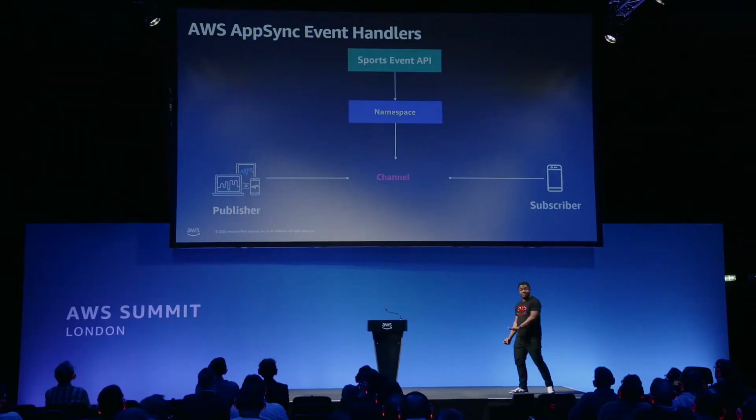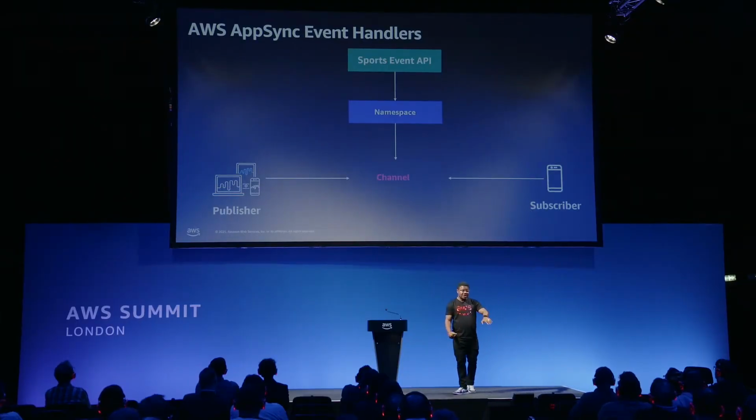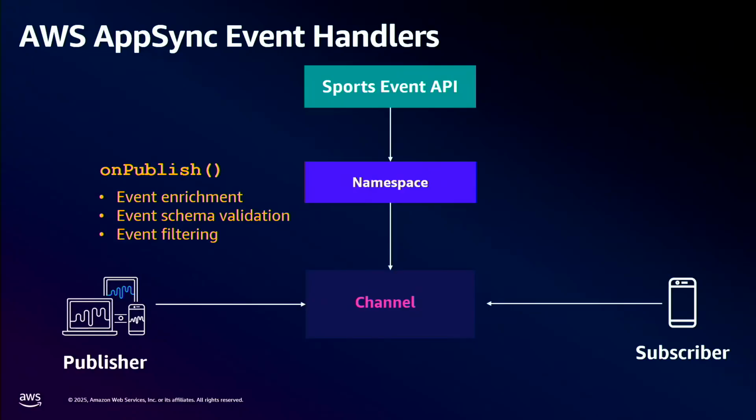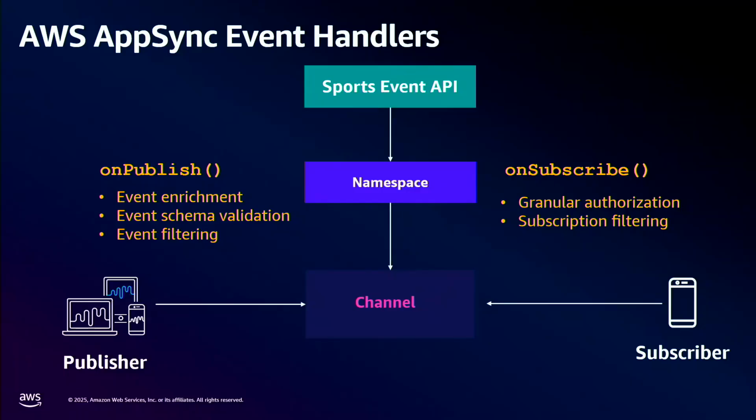So again, we have our API laid out, our namespace and our channels and our publishers and subscribers. Within the namespace, you can define the on-publish event handler. Think about this event handler as a function that intercepts any event that is published by the publisher. And within that function, you can begin to do transformation of your events before they are sent to the subscriber. We also have the on-subscribe event handler. This will intercept any subscription request to your AppSync Events API, and then you can do things like granular authorization, or potentially log that as well, or do subscription filtering with that request.